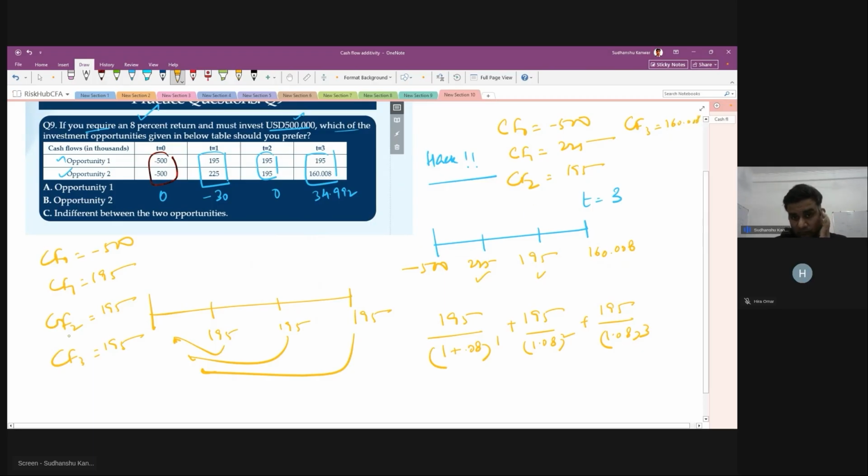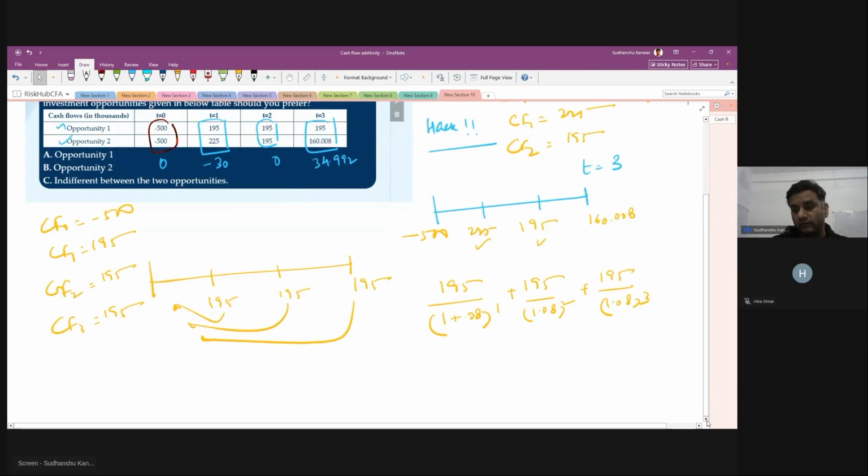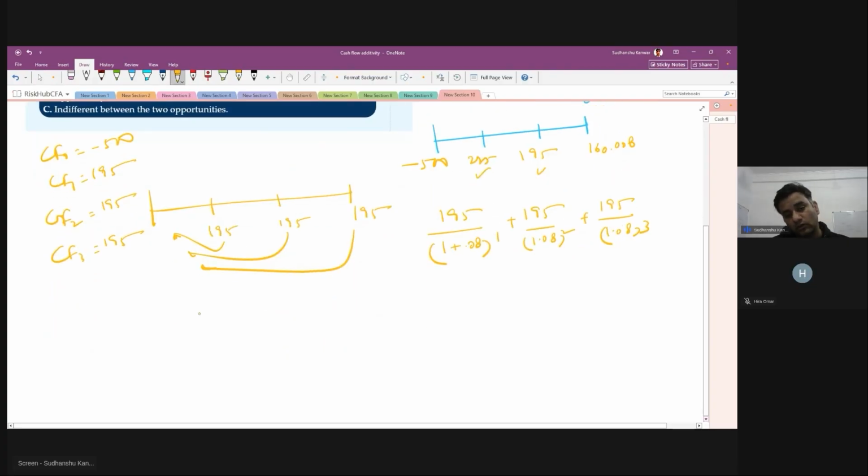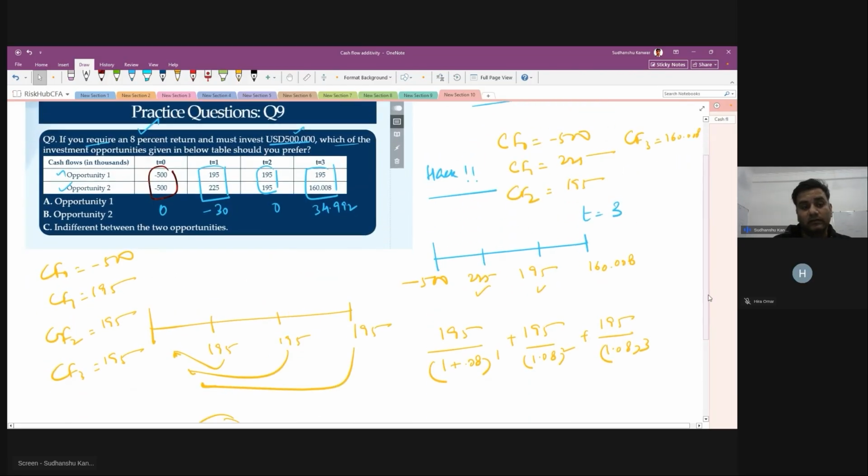Just take it as homework, practice if you can solve it. But when you solve both of these on your calculator, you will realize that both ways the value comes the same, so it will be indifferent between the two opportunities. So try it out anyway, whatever you want to feel.